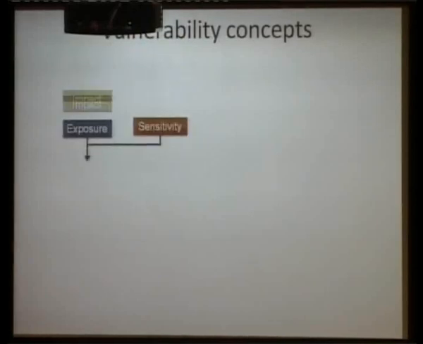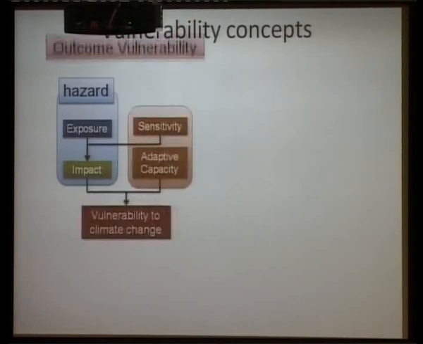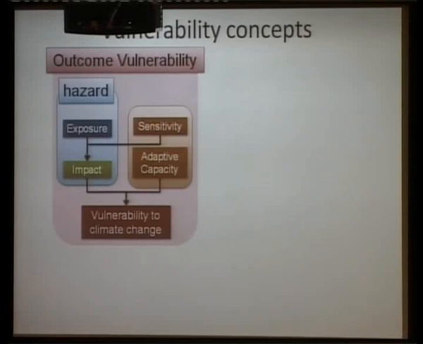Okay, what is vulnerability? The first two components are exposure and sensitivity. This makes an impact, and this is the so-called hazard. So this is a traditional, maybe more traditional security issue. Then you can add one more component, adaptive capacity. This makes a broad view of vulnerability, and this is usually the definition used by IPCC.